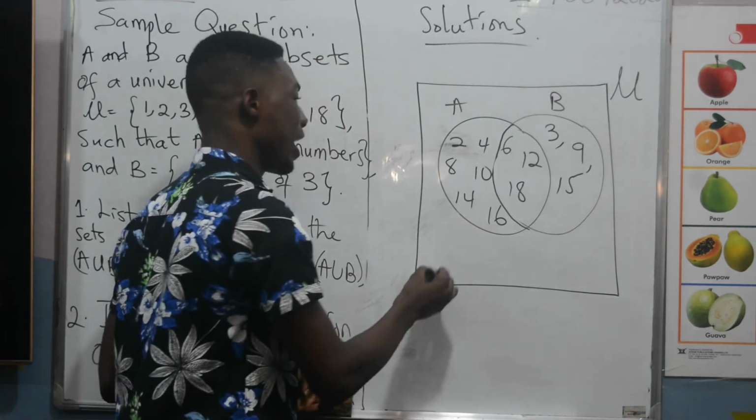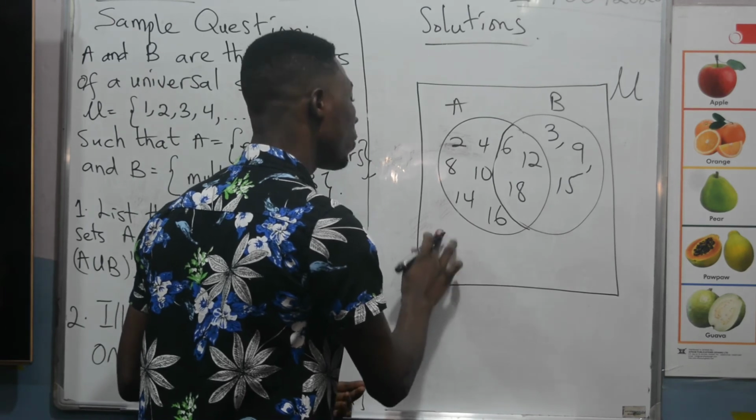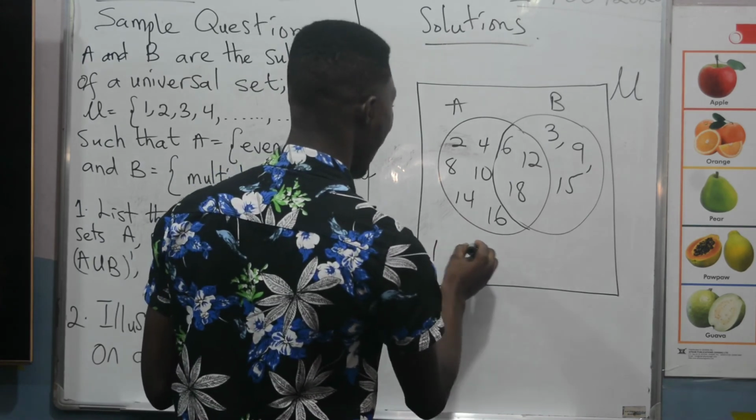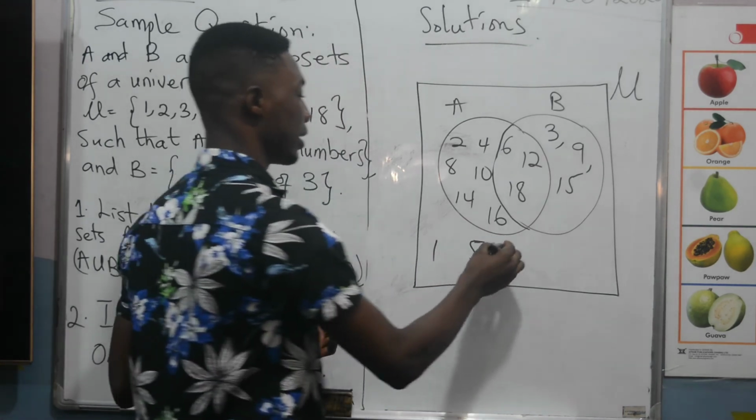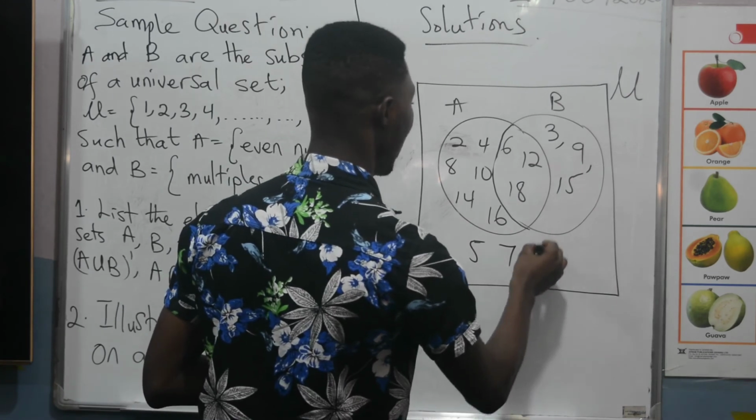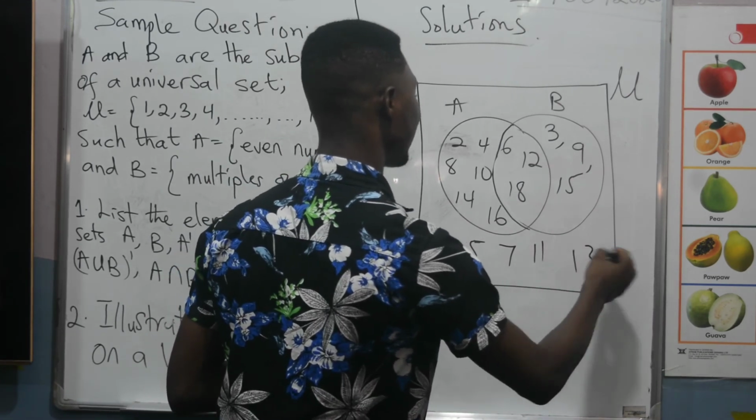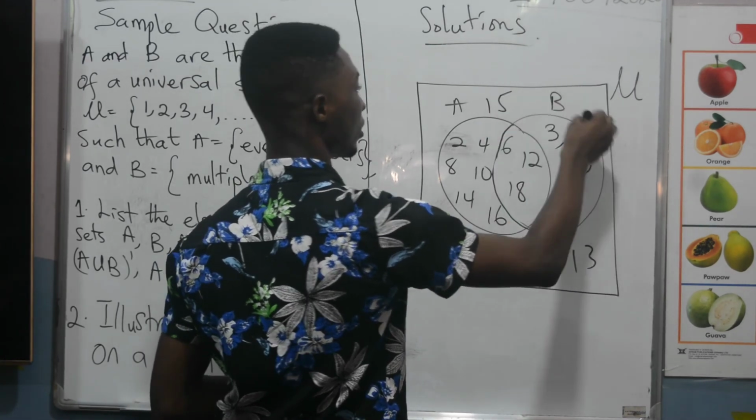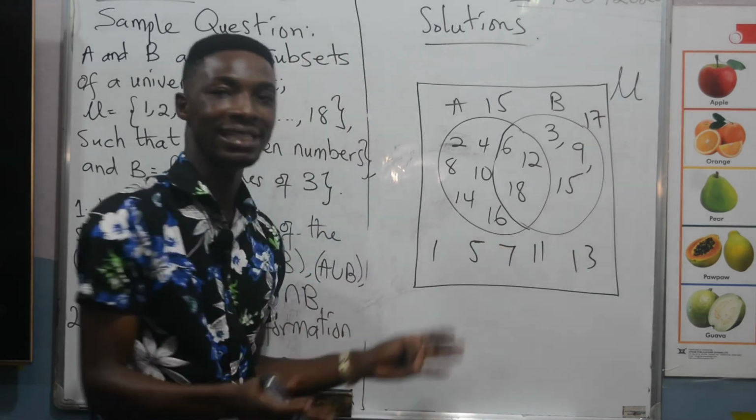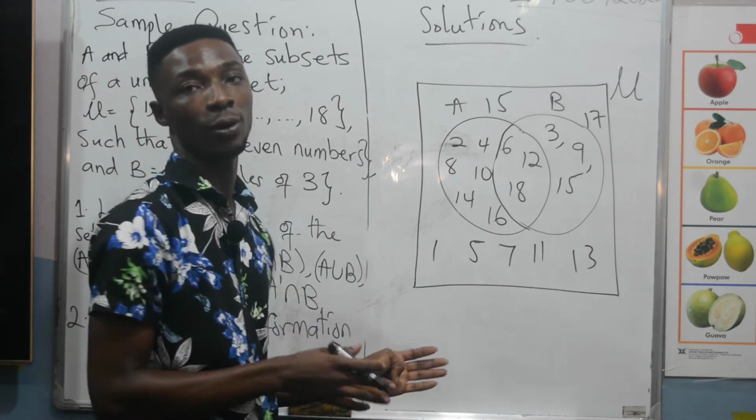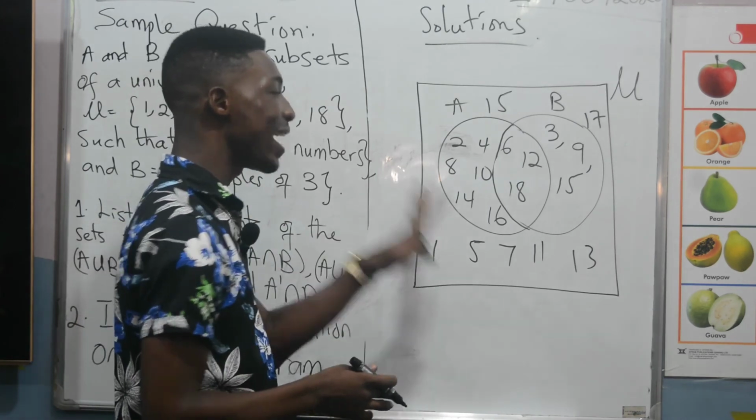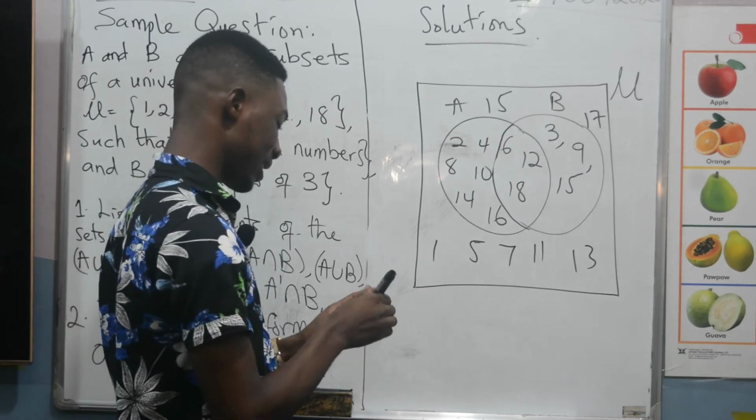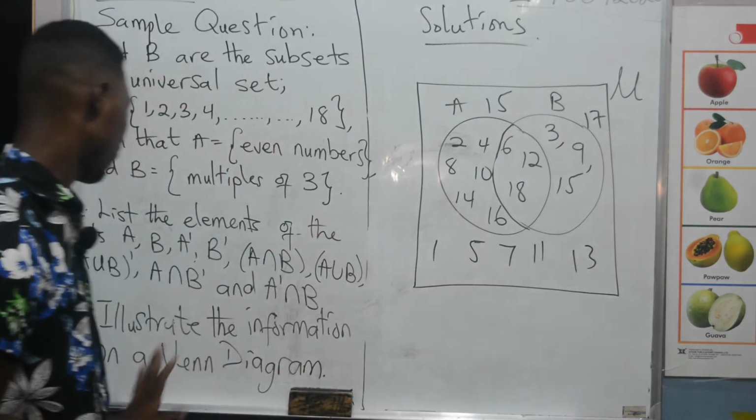What are they? We had 1. So we had 1. We also had 5, 7, 11, 13, 15, 17. Any space outside the circles, you can write your elements there, anywhere, provided it is outside the circle but within the rectangle. So this is the solution or the answer for question 2.